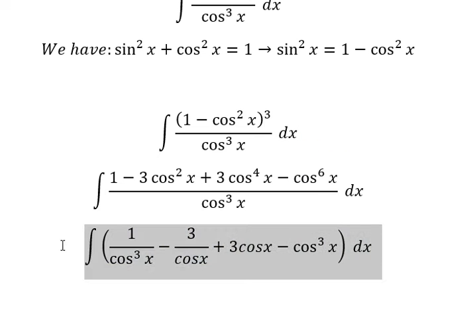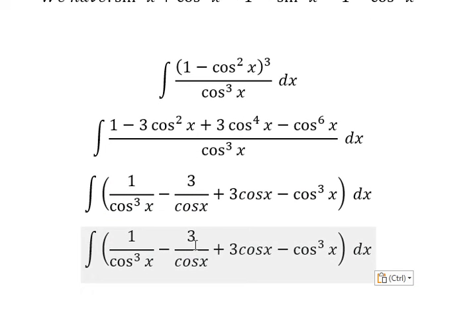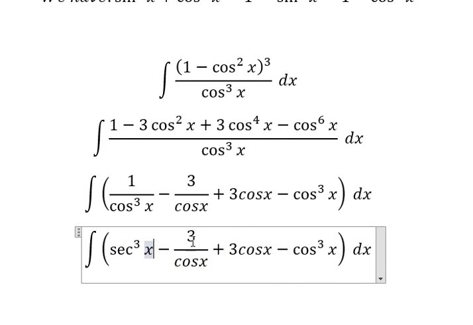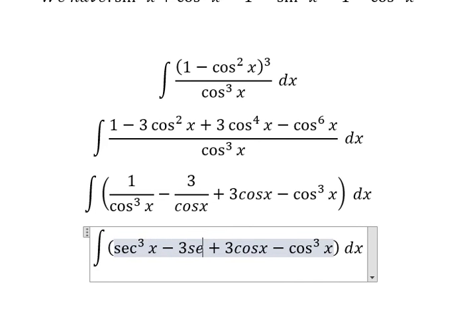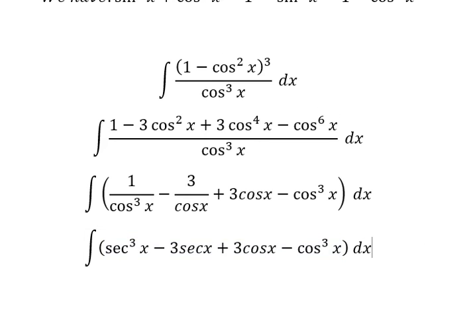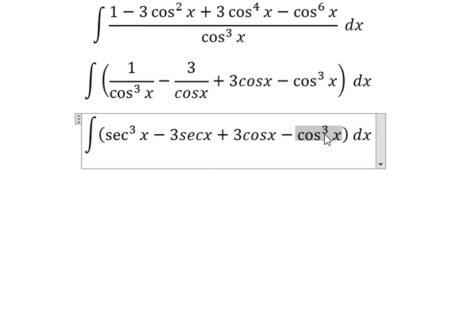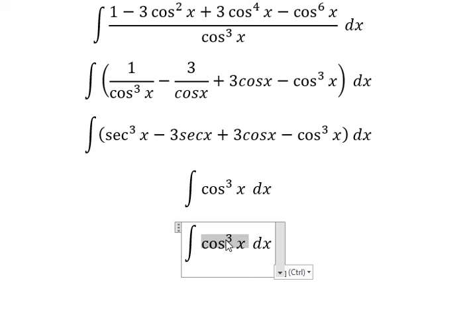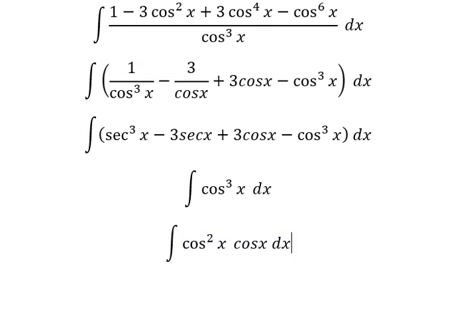So, this one we have secant of x to the power of 3. This one we have 3 secant of x. Now, I will concentrate on this one first. So, in this one, I will put it into cosine x squared and cosine x.